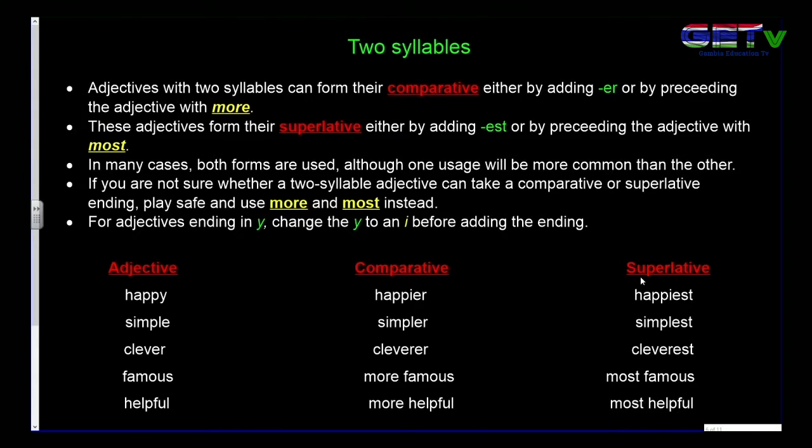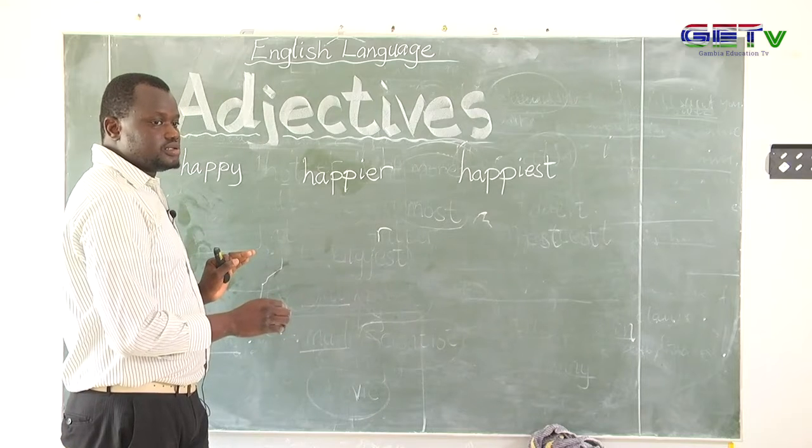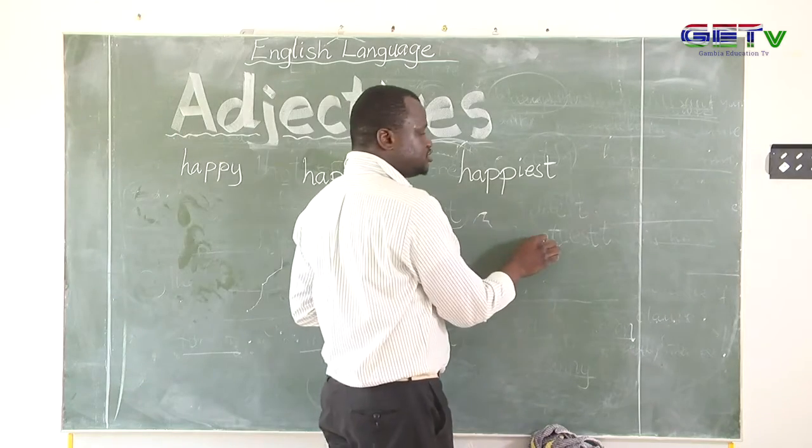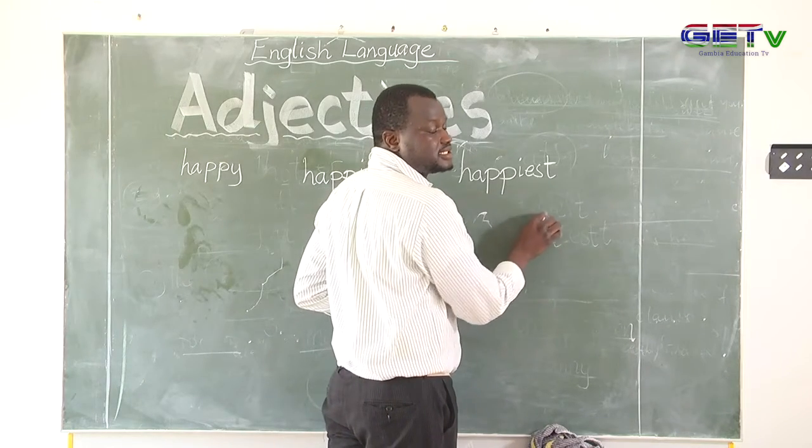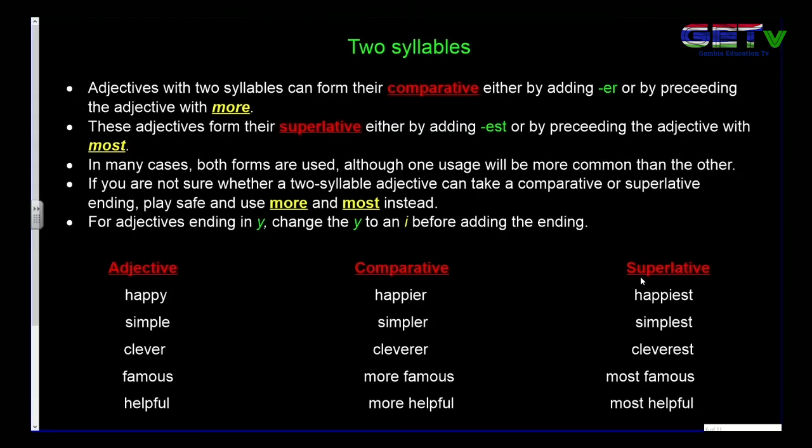The next one is simple. The comparative, simpler. Remember simple? To form the comparative, we just add R, and the superlative, we just add ST, because the original word ends with letter E, so the E is already there. So it becomes simple, simpler, simplest.